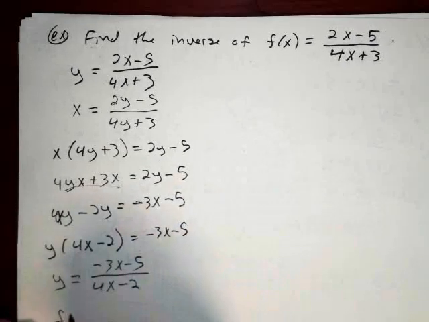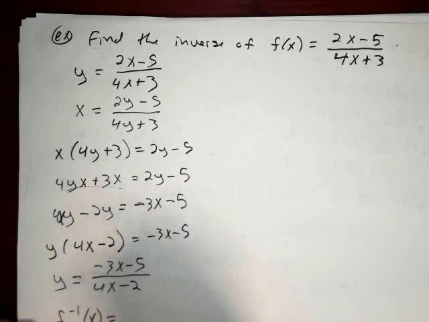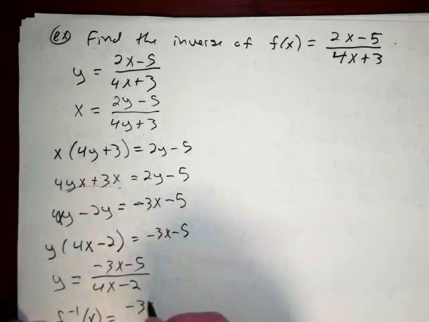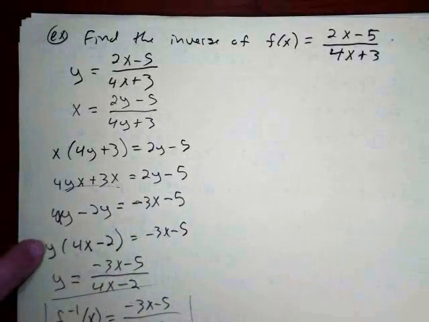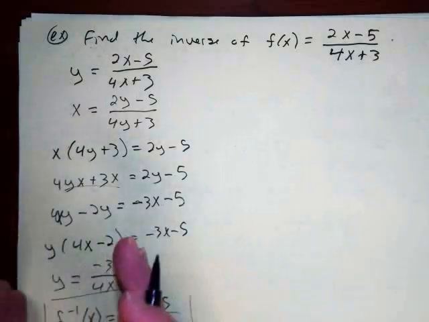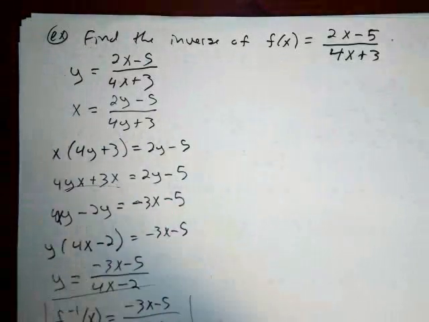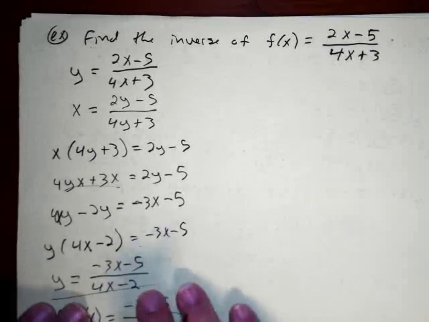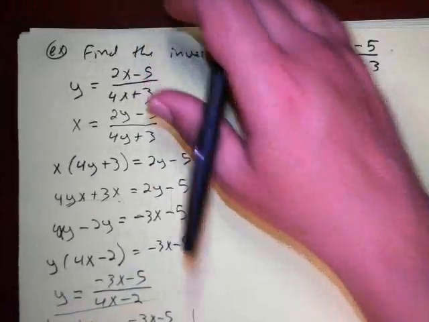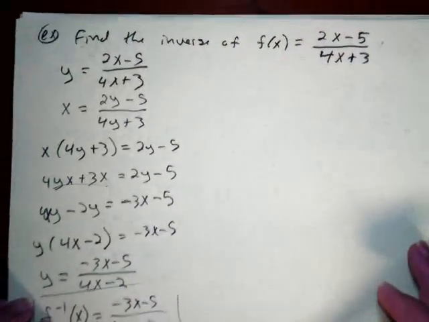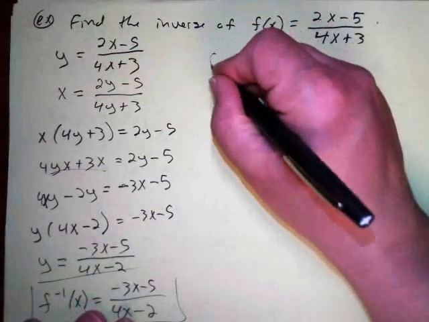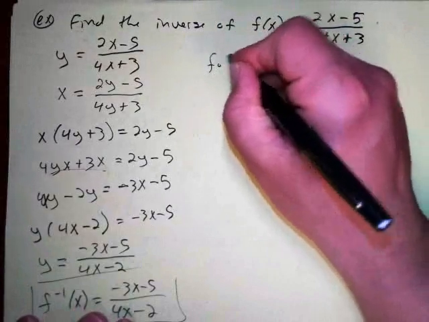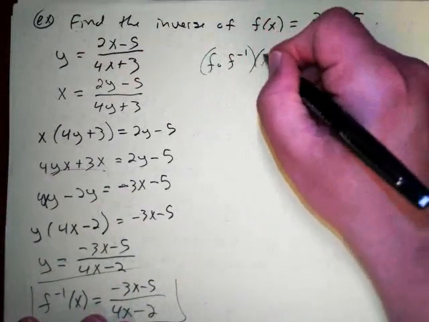Okay, so my f inverse of x is equal to negative 3x minus 5 over 4x minus 2. That's some nice algebra, especially this little trick of getting everything with the y term to one side, factoring out the y, and dividing both sides to get y by itself. Another good piece of algebra practice is composing these two and showing that they cancel out. So let's actually try that.